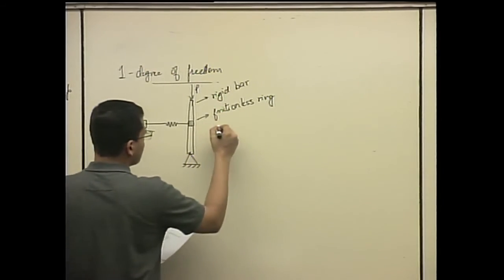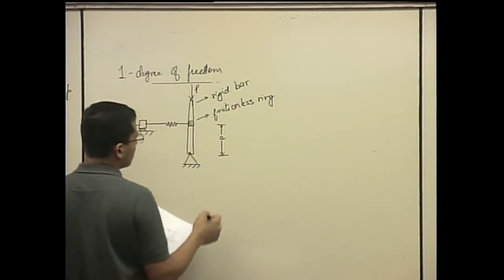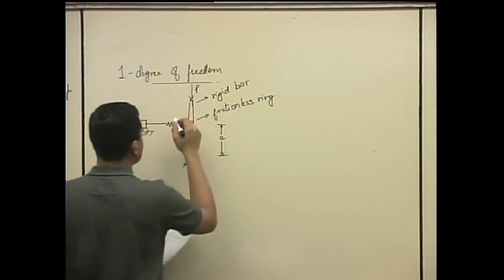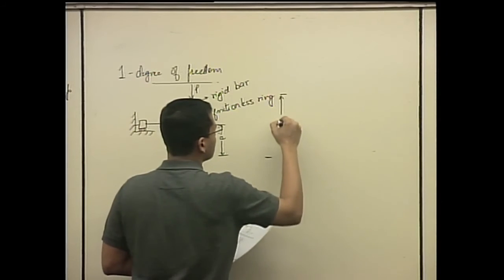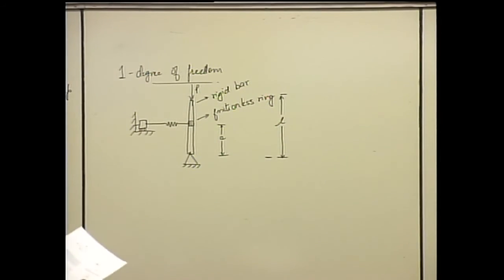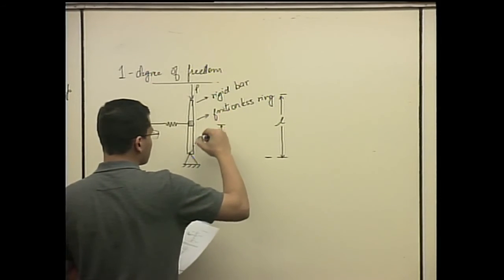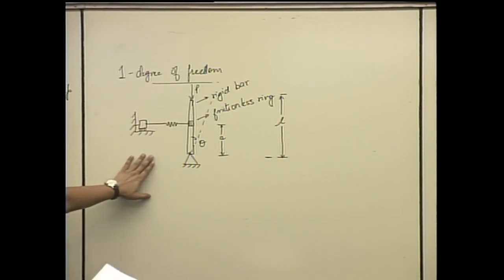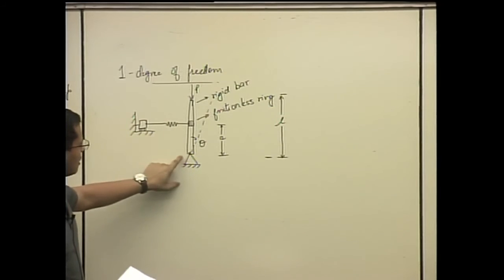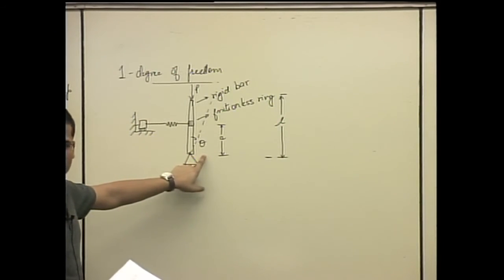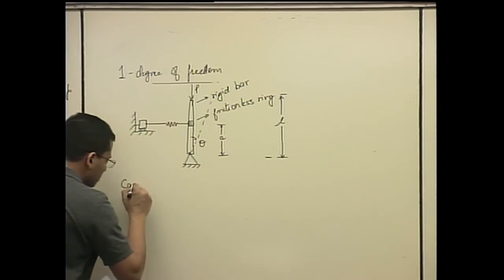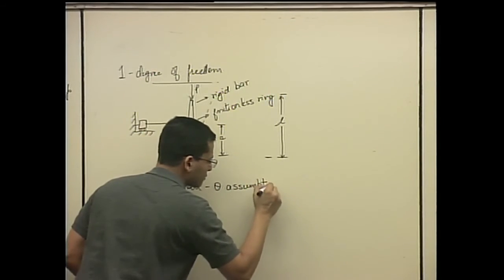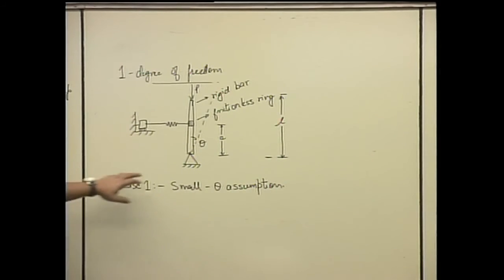Okay, so let's say that this distance is A from the bottom, the place where the bar is attached, and the length of the bar is L. And when it moves, the angle is theta. So this is a 1 degree of freedom system, right? When it moves, theta is the only degree of freedom in this case. And let's study a case 1 where it's a small theta assumption. Okay, so we are assuming that our theta is small.